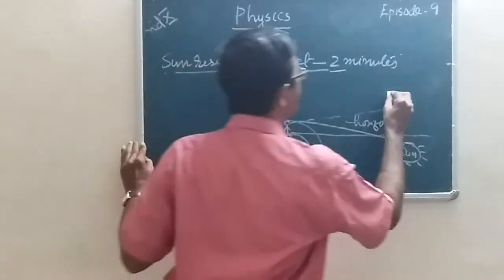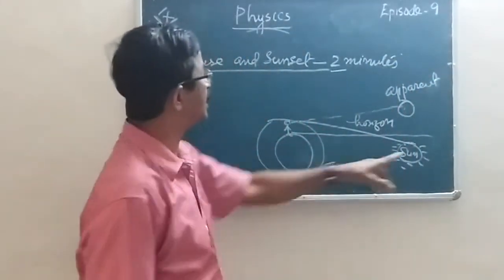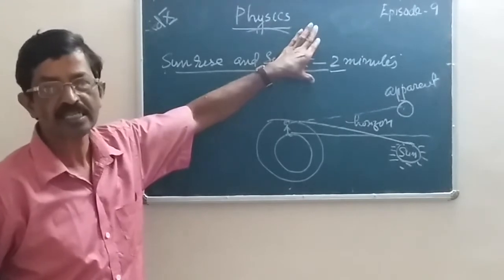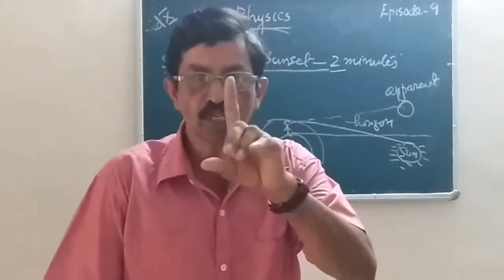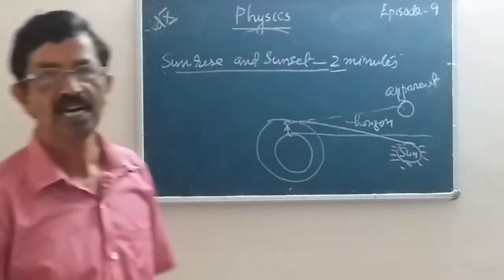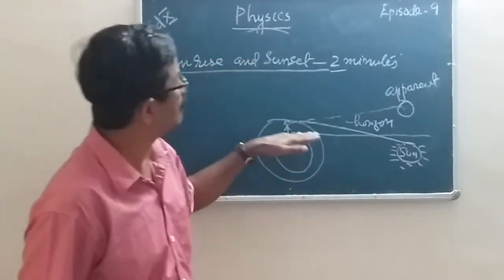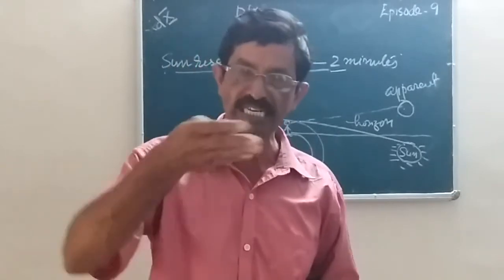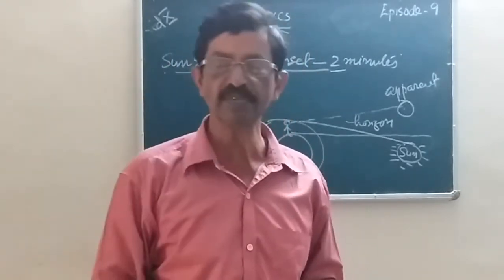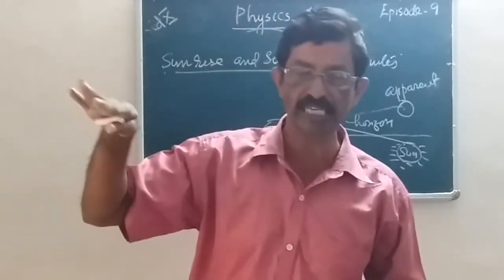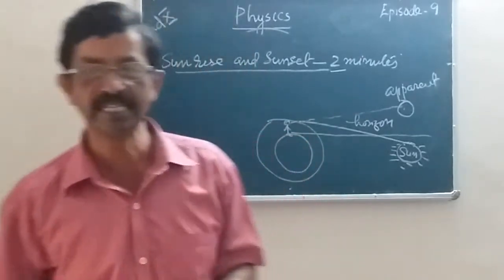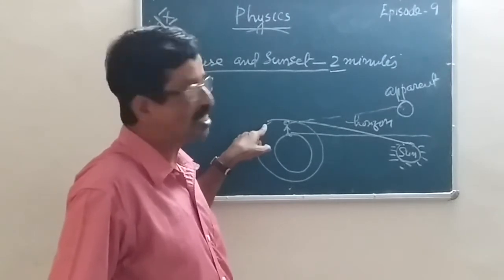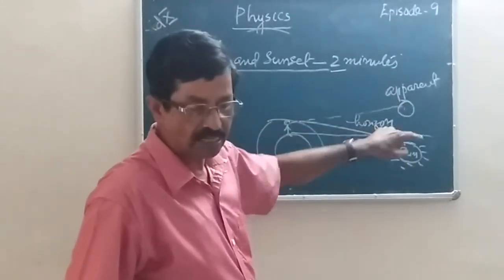Now, this is the apparent position of the sun. This is the actual position. So sunrise and sunset are extended by about 2 minutes. It is due to atmospheric refraction. When do we say the sun has risen? When the sun is above the horizon or reaches the horizon, we can see the sunrise, and likewise sunset. If it goes below it, then we cannot see the sun in the normal case. But due to atmospheric refraction, we can see the sun about 2 more minutes before sunrise and after sunset.